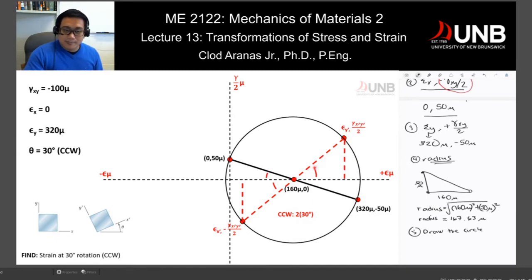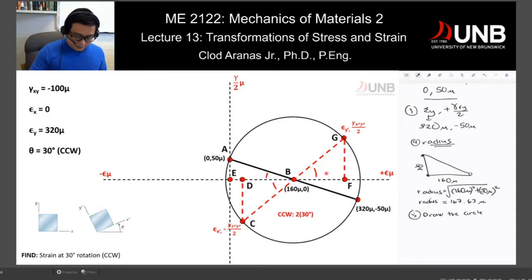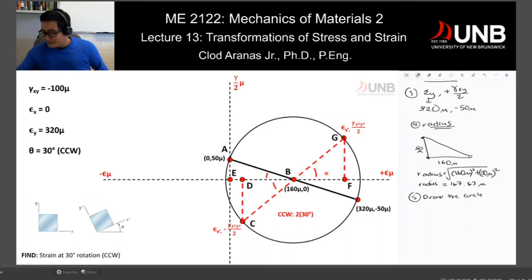I know the radius of my circle, which are the following, and I can have, for example, this triangle, and then I can obtain the dimension of this, which is, of course, from this point up to that point, that would be the value of my epsilon y prime. From this point up to that point, that would be the value of my x prime, which are these points here. And I can label them as A, B, C, D, E, F, G right here, so that we can write those triangles. Now, let's write those triangles.